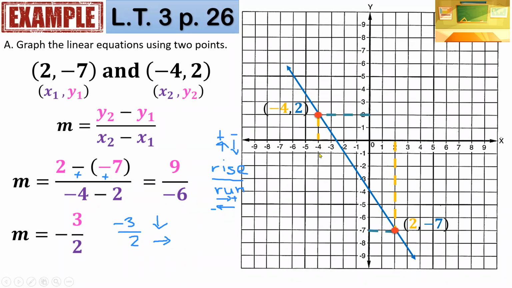1, 2, 3. Tapos kanan ka ng 2, 1, 2. So, kung mapapansin nyo, class, yung point nun, madadaanan ng linya nyo. So, ito yon. 1, 2, 3, tapos 1, 2. Isa pa. 1, 2, 3, 1, 2. O, ito din yon. And then last, 1, 2, 3, 1, 2.